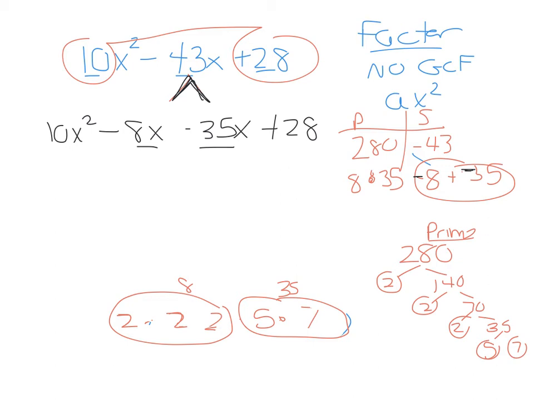Now I'm ready for grouping. Grouping the first two, grouping the next two. GCF of the first two is 2x times 5x minus 4.